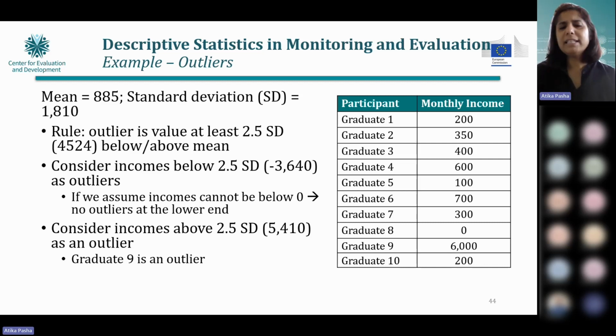So in this case, we don't need an outlier analysis at the lower end of our data, the lower end here being 0, the few earlier income or low income values. However, it is critical for the higher end, because at the higher end, after adding 4,524 to 885, we see that our upper outliers would be values above 5,410. Obviously, this makes our graduate 9 an outlier, a clear outlier in our sample.